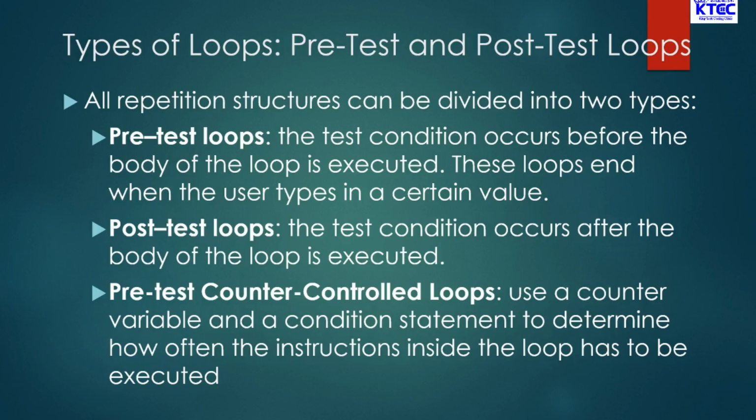That is what we talk of what? Pretest counter control loops. So it's what? Use a counter variable, that is a particular number, which says that if you enter this and this happens, increase it by 1 or decrease it by 1 or something like that. We'll be seeing the example as we proceed.